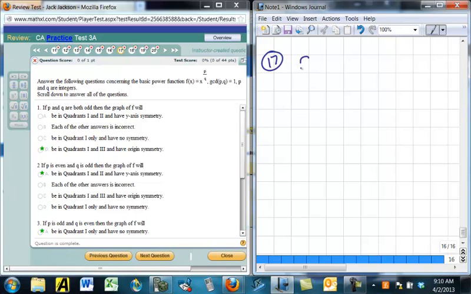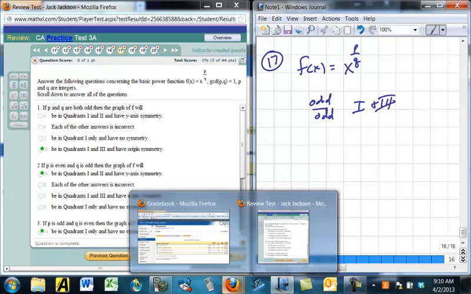Now, if it's a rational power, it's a power p over q, where p over q is reduced, then if you get odd over odd, whatever it does in the first quadrant, you're going to have the third quadrant too. So this is quadrant 1 and 3, and it has origin symmetry.